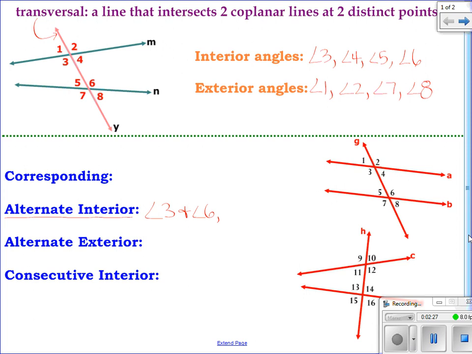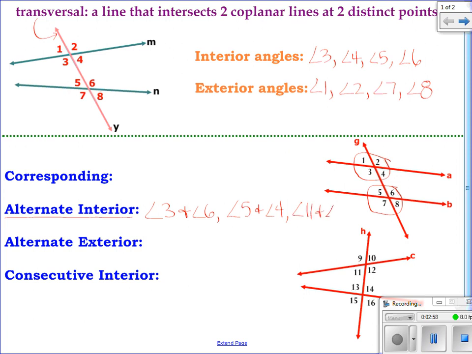Now, the last guess was 3 and 4. 4 and 5. Why is 3 and 4 wrong, but 3 and 6 is right? Next to each other. We need to pick one angle from this group and one angle from the other group. We can't pick 2 angles from the same circle. So 5 and 4 would also work. Give me one from the bottom picture. 11 and 14.